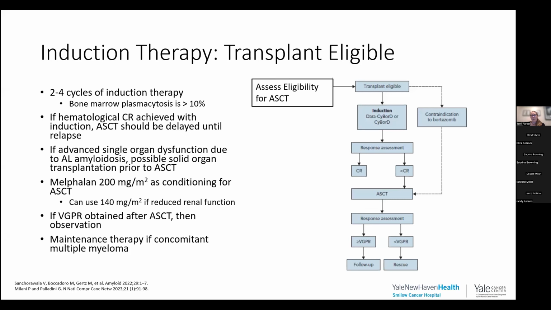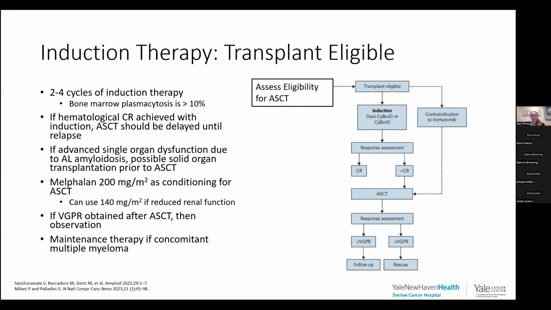So if we evaluate our patient and we determine that they would be eligible for an autologous stem cell transplant, the next step is often induction chemotherapy or chemoimmunotherapy, typically giving 2 to 4 cycles. The current recommendation is for a combination of daratumumab, which is a CD38 monoclonal antibody, in conjunction with cyclophosphamide, bortezomib, and dexamethasone, often abbreviated as CyBOR-D.